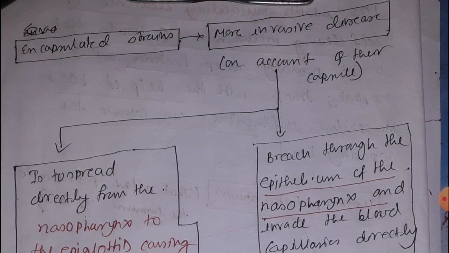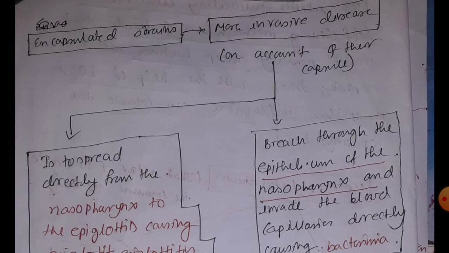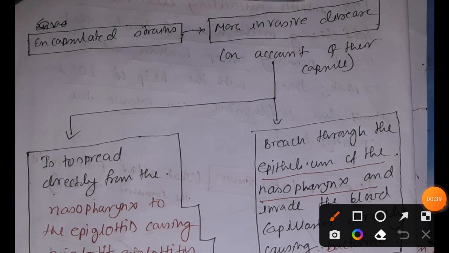So now in this video we are going to discuss which type of bacteria causes more invasive disease and what is the reason behind this, and which type causes less invasive disease. Remember it very carefully: among encapsulated strains only the type B strain has the ability to cause disease, and the non-typable or non-encapsulated strains also have the ability to cause disease, right?